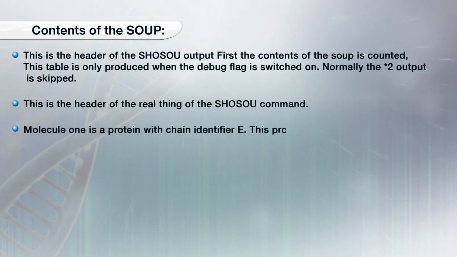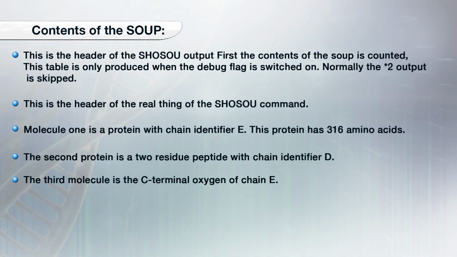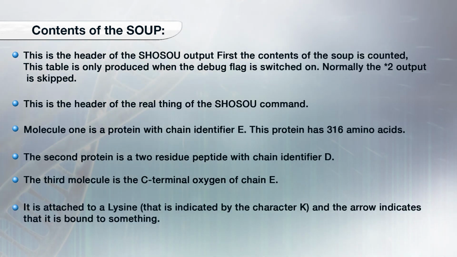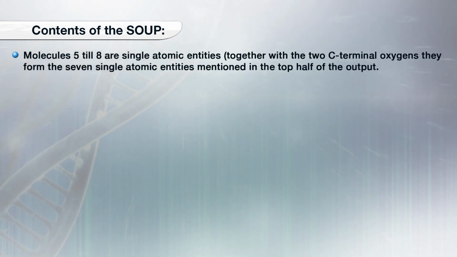Molecule 1 is a protein with a chain identifier. Say, for example, a protein of 316 amino acids. The second is a 2 residue peptide with chain identifier D. The third molecule is a C-terminal oxygen of chain E and it is attached to a lysine. There are a few examples quoted in the help file also, and the arrow indicates that it is bound to something. Molecules 5 to 8 are single atomic entities. Together with the 2 C-terminal oxygens, they form the 7 atomic entities mentioned in the top half of the output.